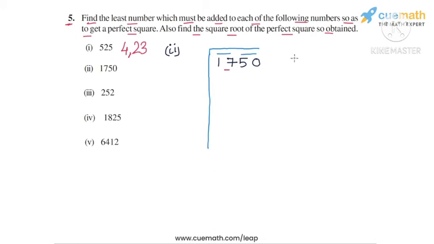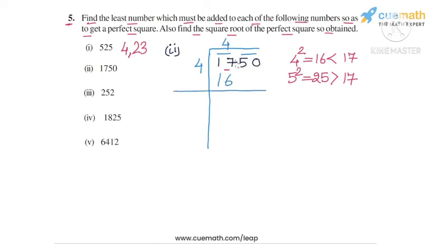And that largest possible digit is 4, because 4 square is equal to 16, which is less than 17. But if you take the next digit 5, then 5 square is equal to 25, which is greater than 17. So we take the first divisor as 4 and also as the first digit of the quotient, and 4 into 4 is equal to 16.